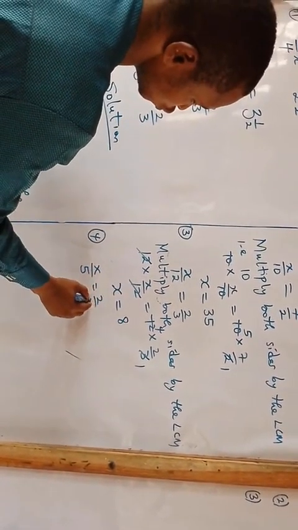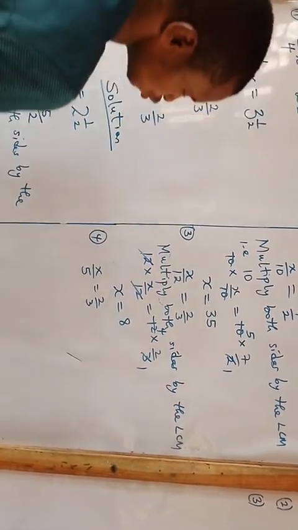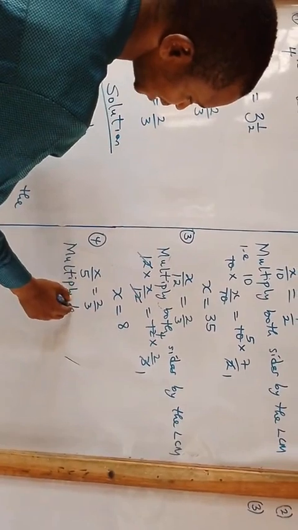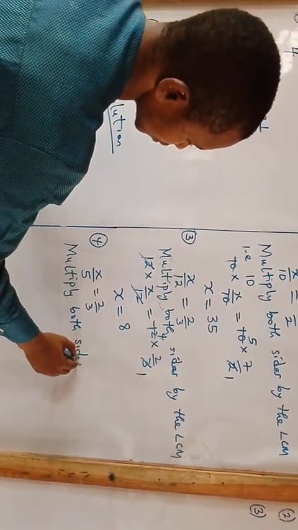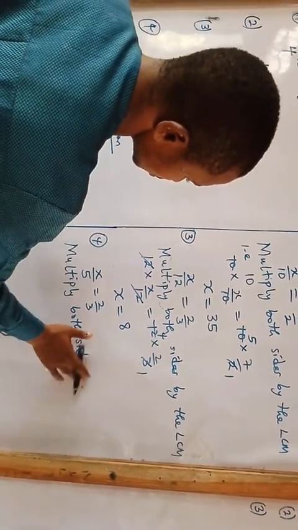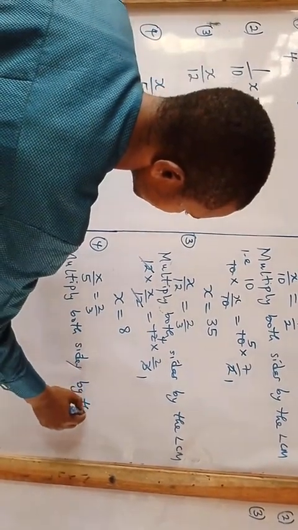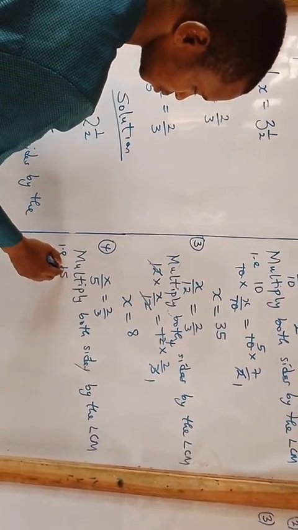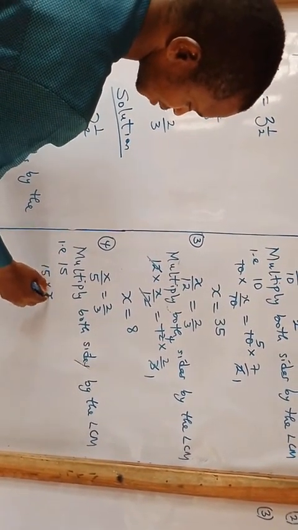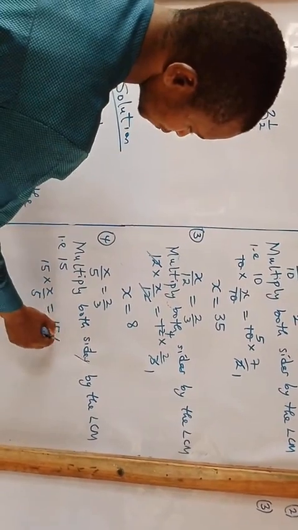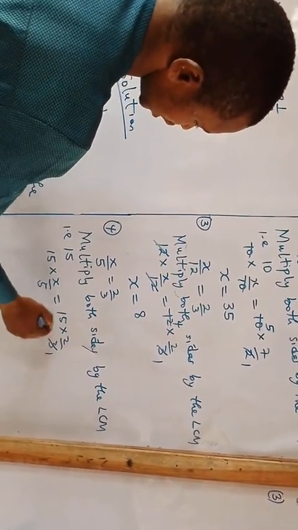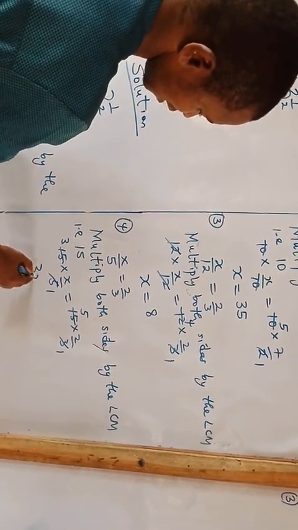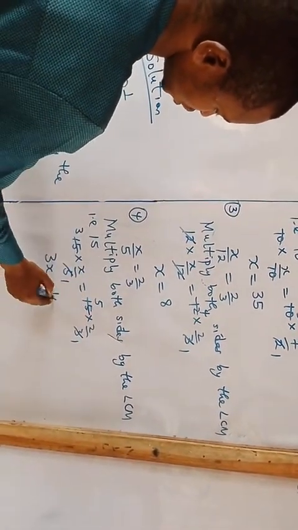Then question 4, we have x over 5 is equals to 2 over 3. So what we are going to do here is to multiply both sides by the LCM. And the LCM of 5 and 3 here is 15. So we are going to have 15 times x over 5 is equals to 15 times 2 over 3. 3 here 1, 3 here 5. 5 here 1, 5 here 3. So we are going to have 3x is equals to 5 times 2, which will give us 10.